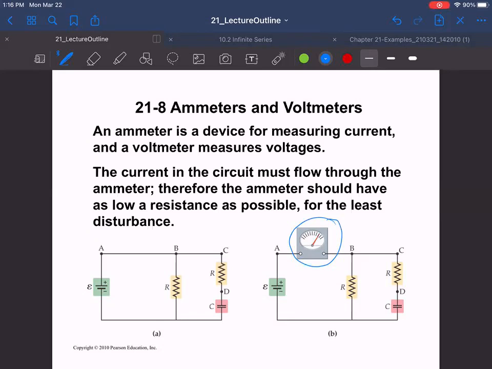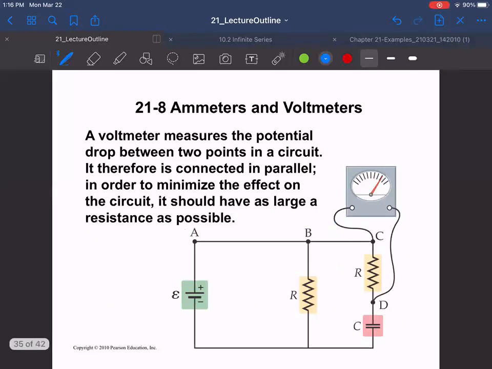But current you measure in series. So this would be telling me the total current going from A to B. And voltage you measure in parallel like this. You hook it up around a certain resistor. So this would tell me the voltage dropped across this resistor. And if I hooked it up across the battery, it'd be the voltage dropped across that battery. Okay? So you hook it up in parallel with what you're trying to find the voltage drop across. And then you can use Ohm's law and calculate what it is.